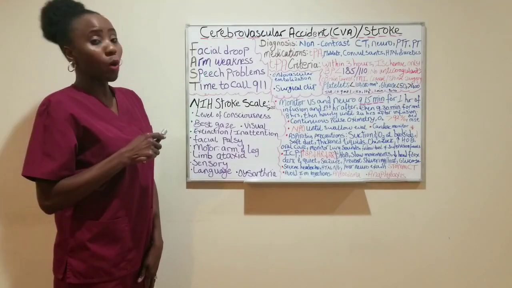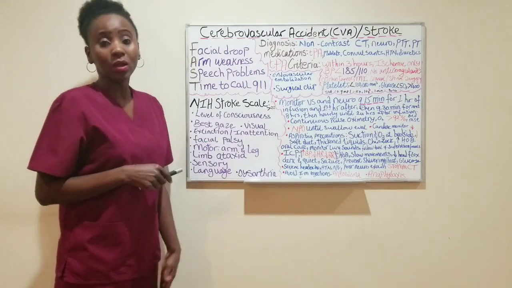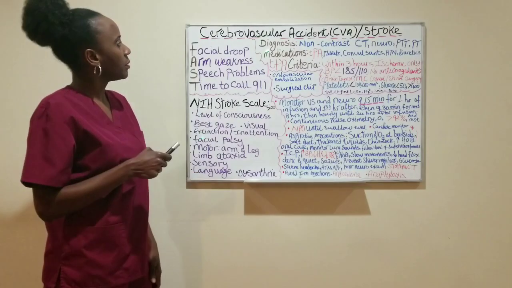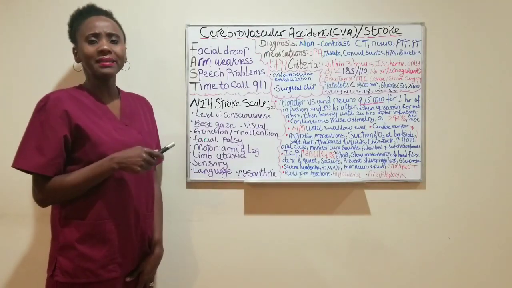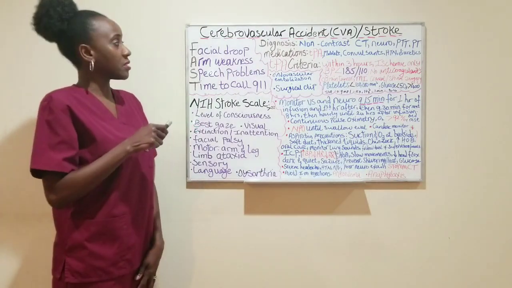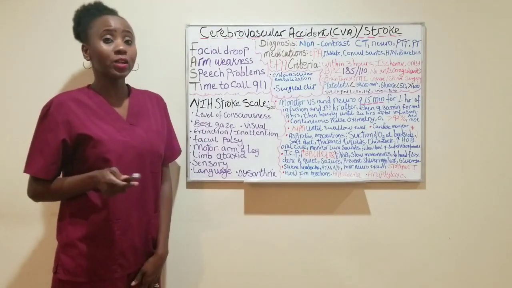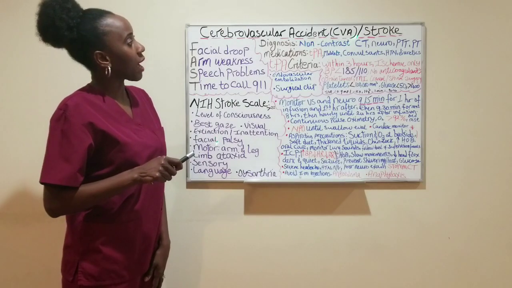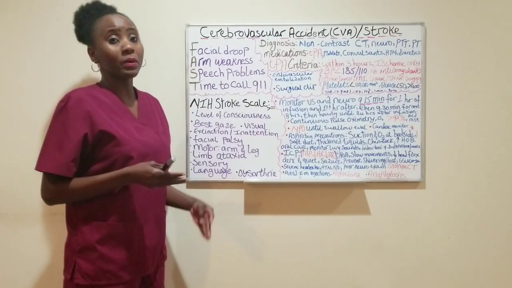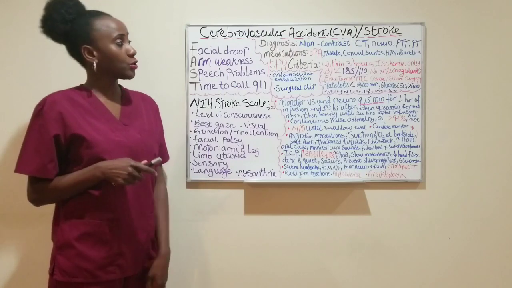And if you observe any of these symptoms, the T stands for time to call 911 or whatever is your emergency services number. Now, let's talk about how we diagnose a stroke. So the patient comes into the ER with all of these symptoms. How do we diagnose a stroke? So the gold standard for diagnosing stroke is a non-contrast CT scan. And the CT scan is going to determine whether the patient is having an ischemic stroke or a hemorrhagic stroke.